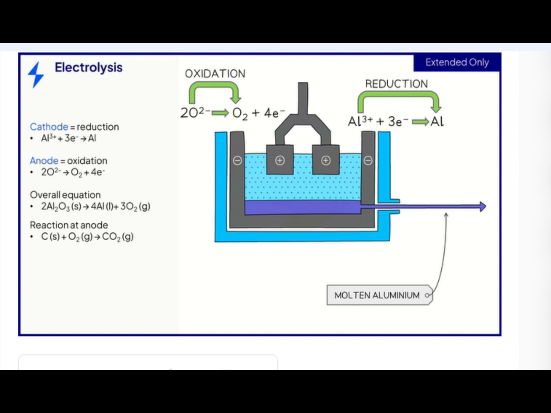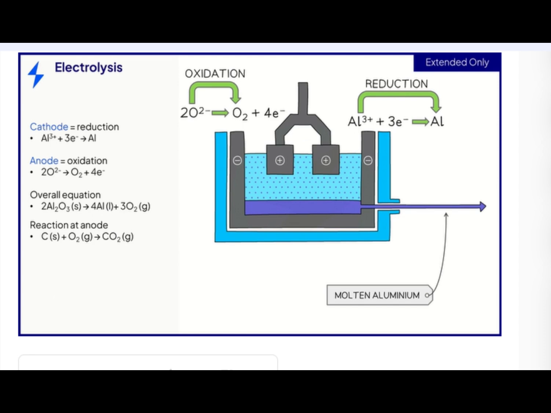One is at the cathode, which is reduction, and the other is at the anode, which is oxidation. Reduction is the gain of electrons, and it occurs at the cathode. The cathode is the negative terminal of the battery. So the positively charged ions, which are aluminium ions, are attracted to the cathode, where they gain electrons and get reduced, forming molten aluminium. If you see in the picture, at the bottom of the steel tank there is an opening from where molten aluminium can be extracted. On the other electrode, which is the anode, oxidation takes place.